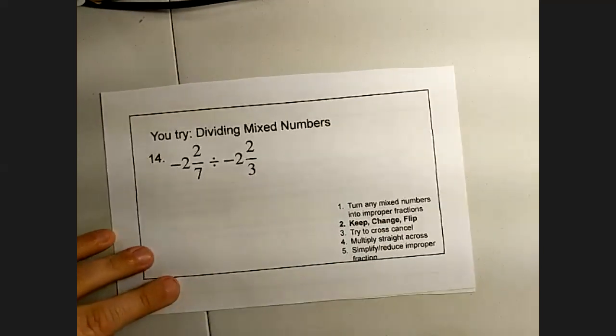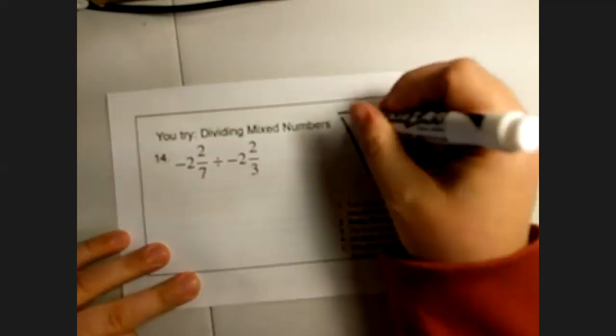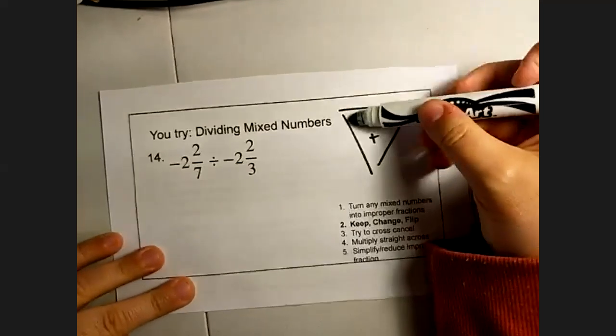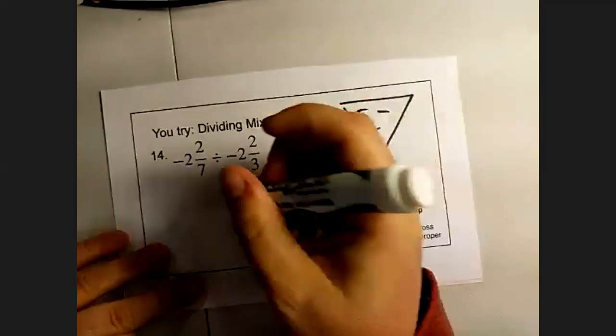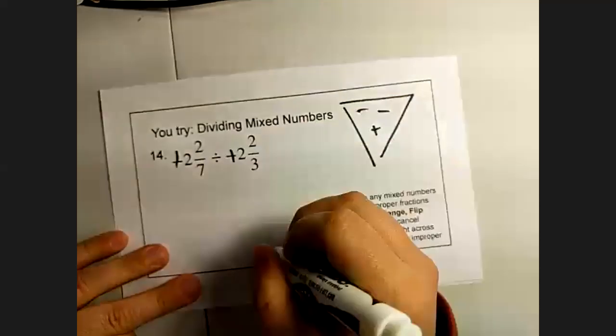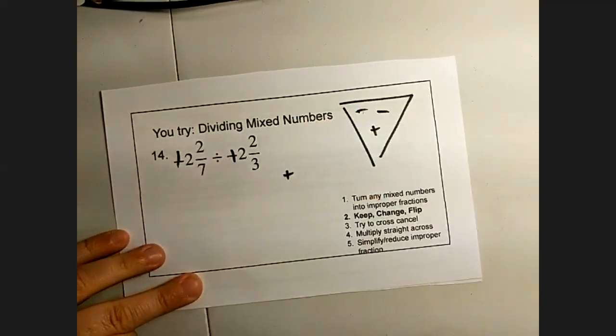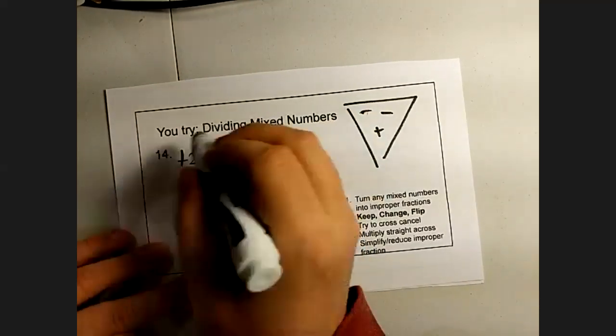Almost there, guys. Okay, last question. Looking at this, I know I have 2 negatives. 2 negatives make a positive. So I know that my answer here is going to be a positive something. So I'm going to get rid of those negative signs and just do the rest of the problem.